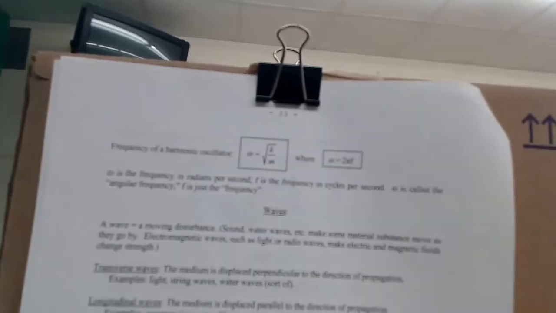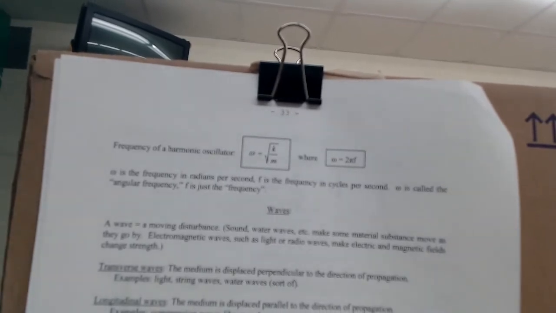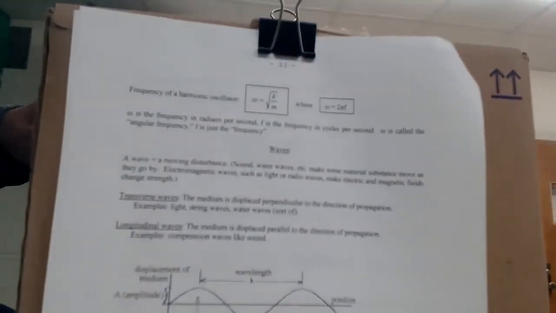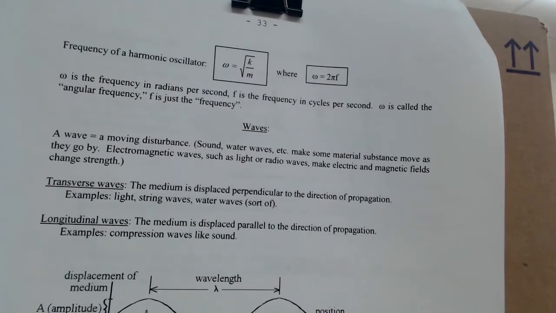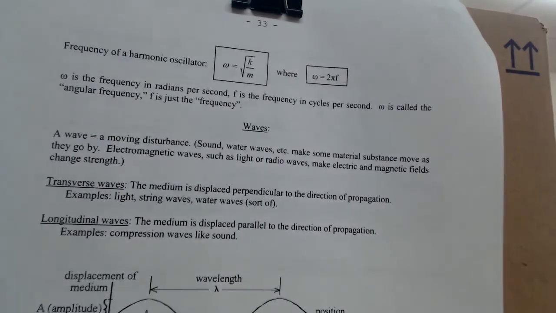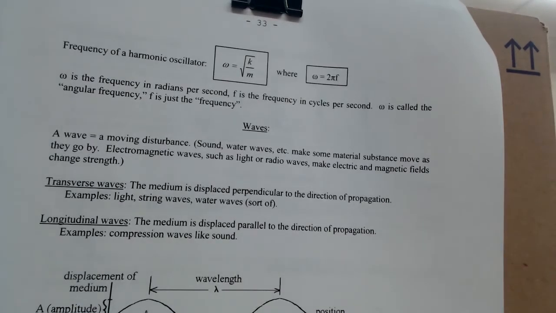Another way of classifying waves is transverse versus longitudinal. Transverse waves: the medium vibrates perpendicular to the direction that the wave is propagating, whereas in longitudinal waves, the vibration is parallel.